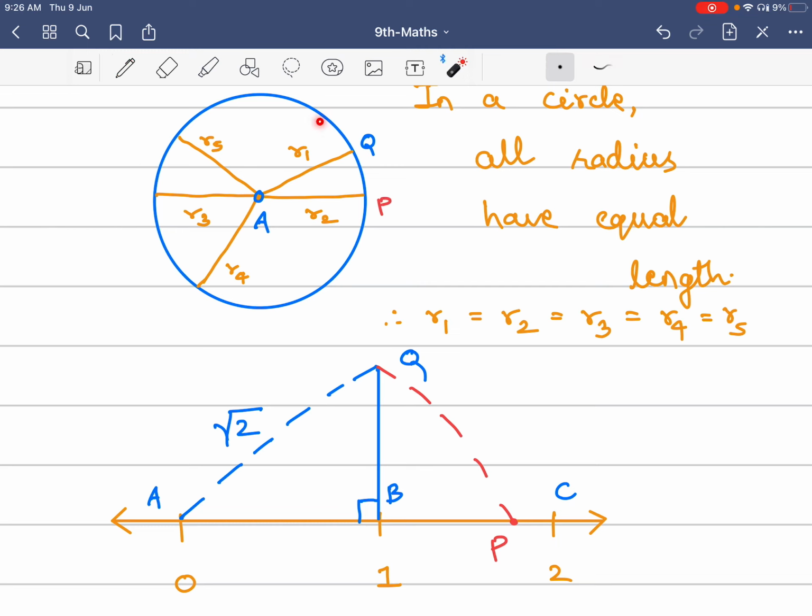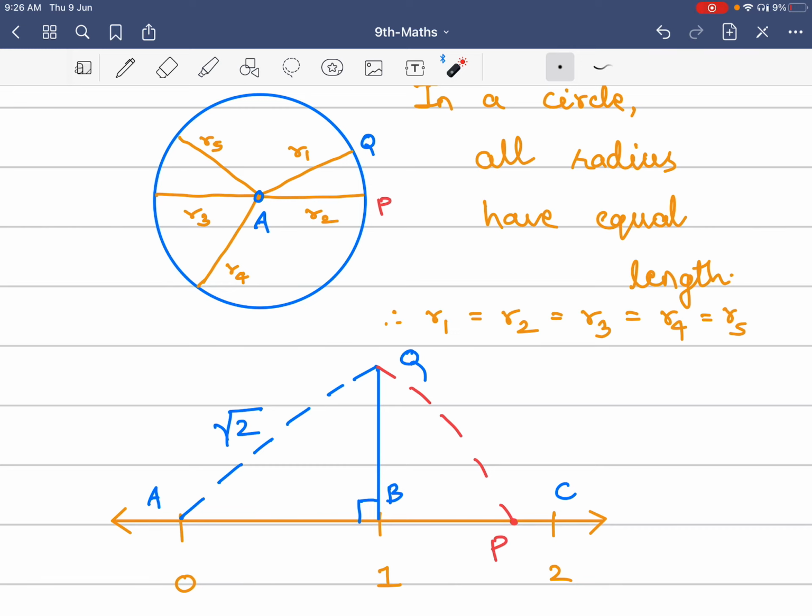As we saw in this diagram, AQ, which is R1, is equal to AP, which is R2. R1 is equal to R2, so AQ is equal to AP. Similarly, in this case, AQ, which is root of 2, will be equal to AP, which will also be root of 2. And thus we have successfully located root of 2 on this number line. So AP will be of length root 2.